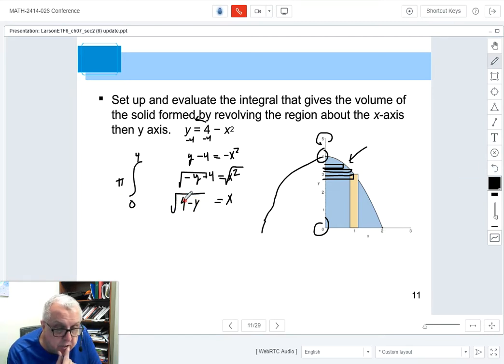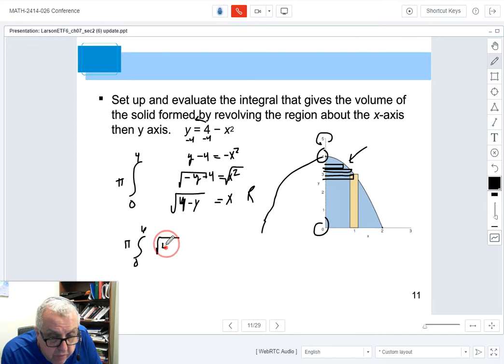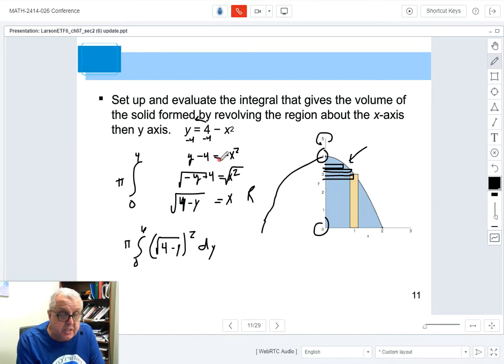4 minus y. There we go. You see, I just put the 4 in front. So here's the integration we're going to do now. From 0 to 4, and by the way, this is our r, the square root of 4 minus y. Don't forget, we have to square r, pi r squared, and then dy. We're taking the integration with respect to y in this case.